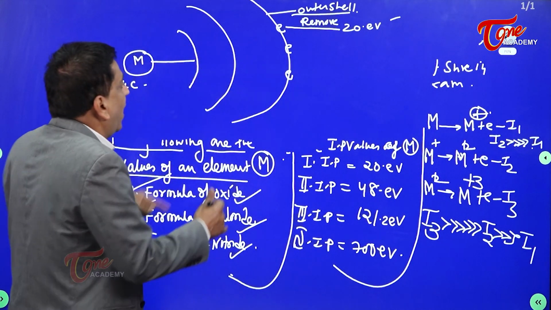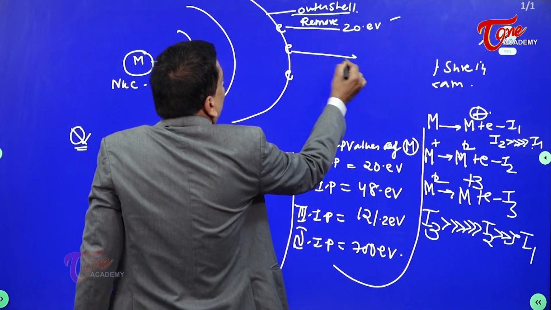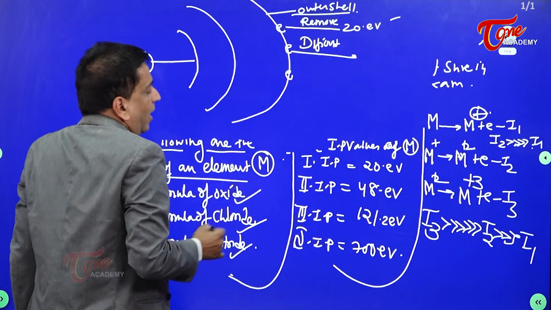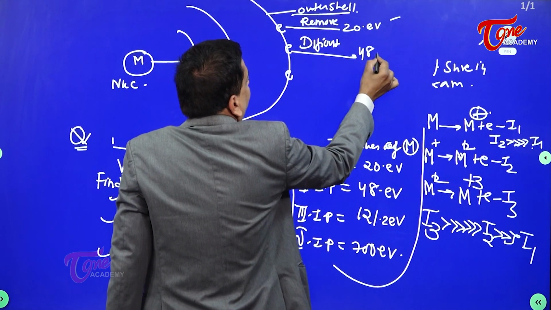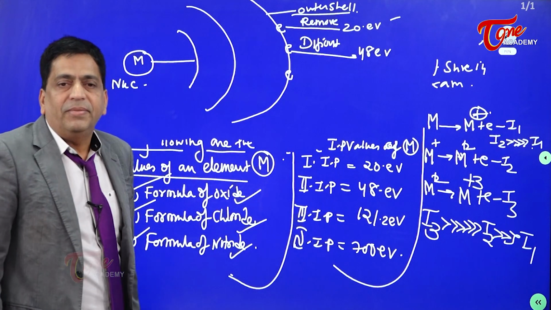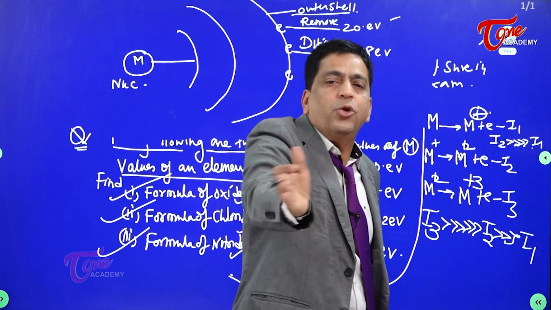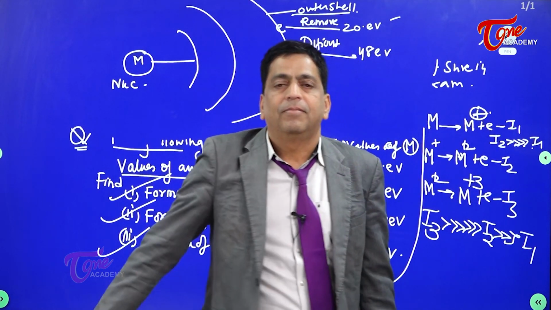Then, after removal of that, removing this one is difficult, and you spend 48. Whenever you are removing electrons, the outermost shell is going close towards the nucleus. Shrinking.